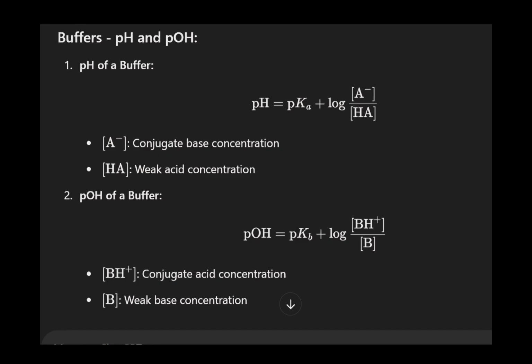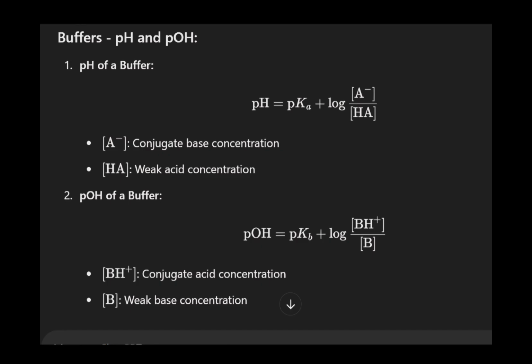The second set of formulas is used for buffer solutions, based on the Henderson-Hasselbalch equation. For acids, pH calculation. The formula is pH equals the negative logarithm of the acid dissociation constant, denoted as pKa, plus the logarithm of the ratio of the conjugate base concentration to the weak acid concentration. In detail, pKa is calculated as the negative logarithm of Ka.